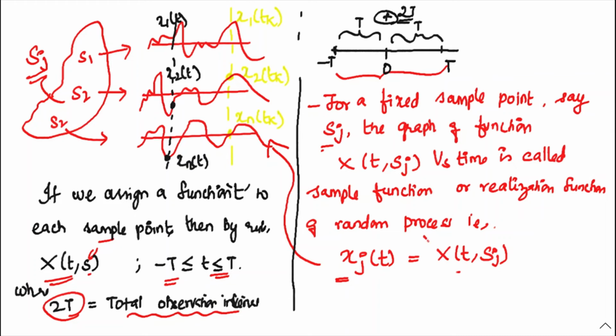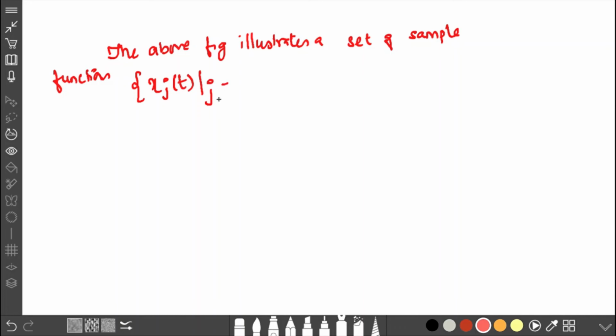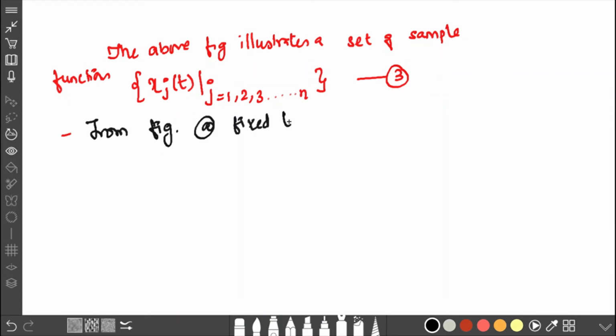If we illustrate this with sample functions, you can clearly see that the yellow line is the output and that is the input in the sample space. We can say here that the output is not actually the exact value of the input. The above figure illustrates a set of sample functions xj of t, with j ranging from 1 to n, that is 1, 2, 3 till the nth value. Consider this as the third equation.